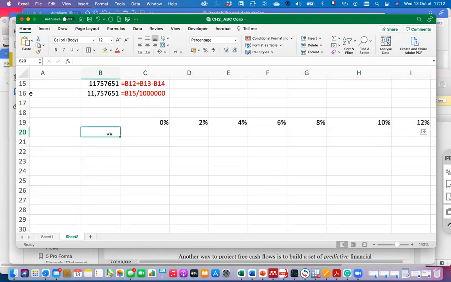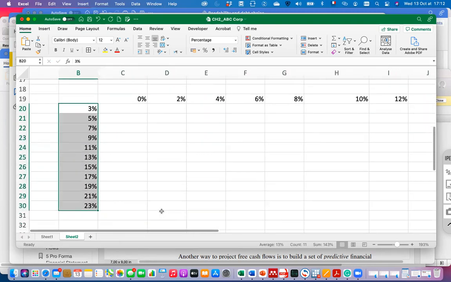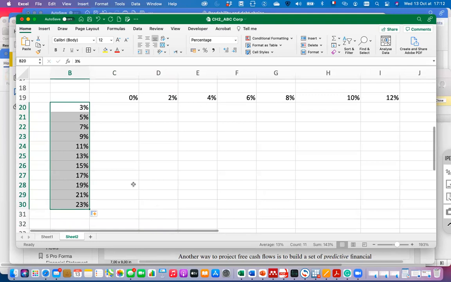Then for the column, consider the WACC, starting from 3%, for example. Then 5% here, which means that I want Excel to add 2% each time. I select them both and I scroll it down. So we have a matrix.